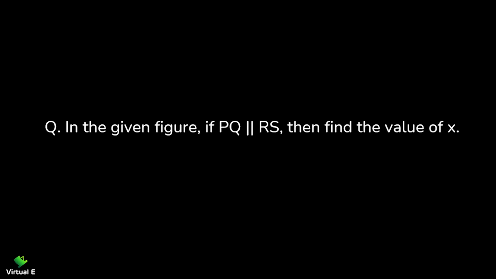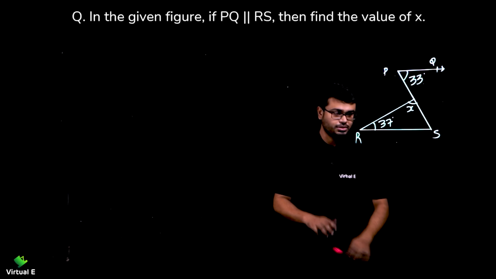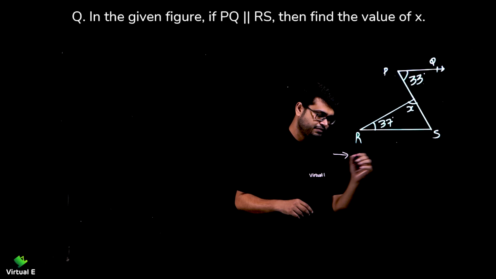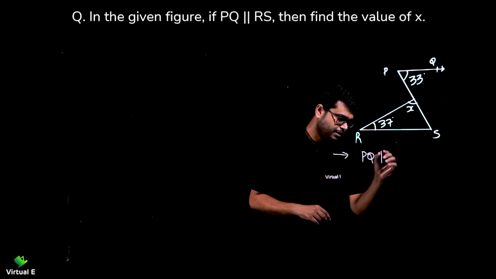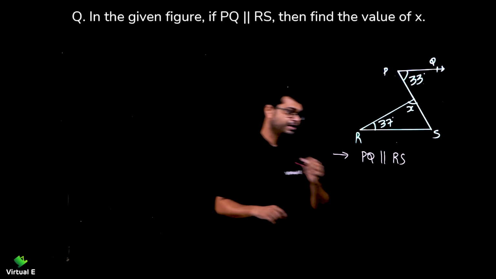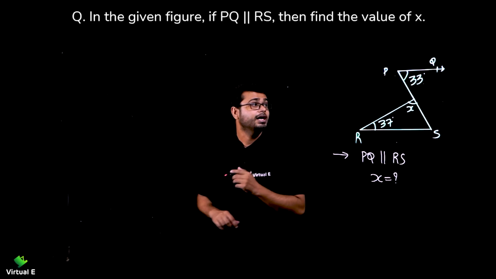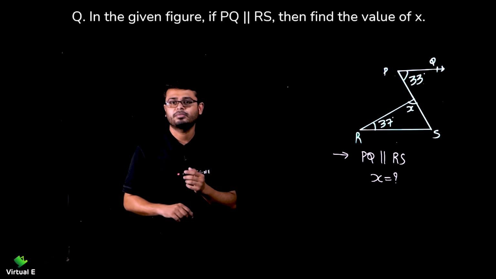Let's look at the question and find the conditions which are given over here. In the given figure, if PQ is parallel to RS. So let's mention that it's given PQ parallel RS and find the value of x. X is missing, so we need to find the value of x. How shall we approach it?